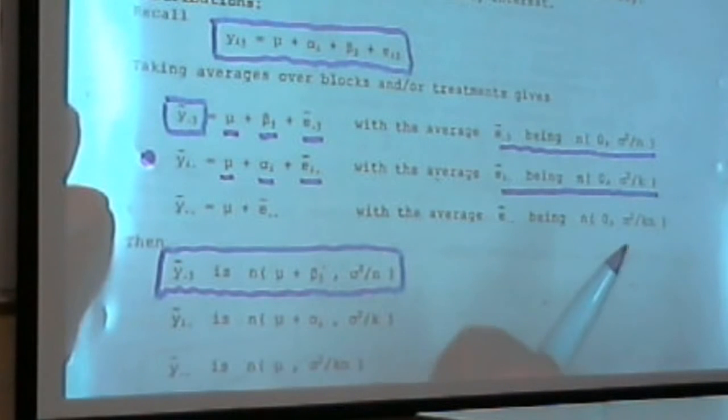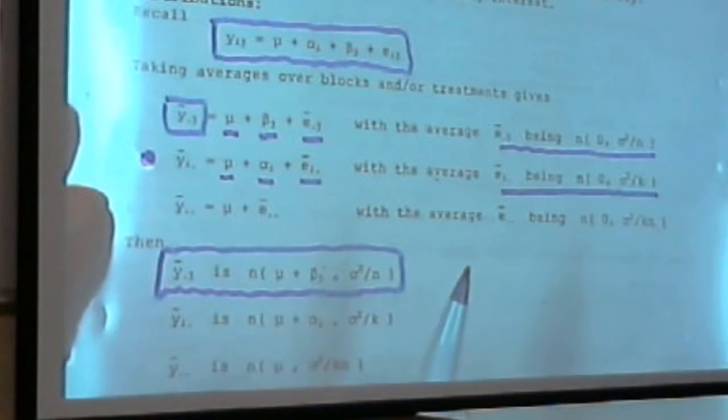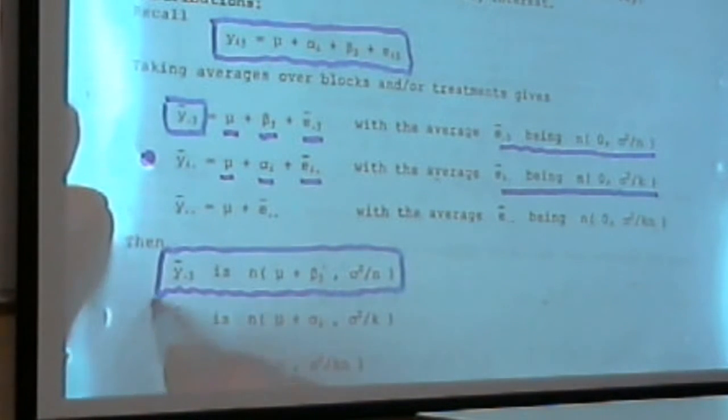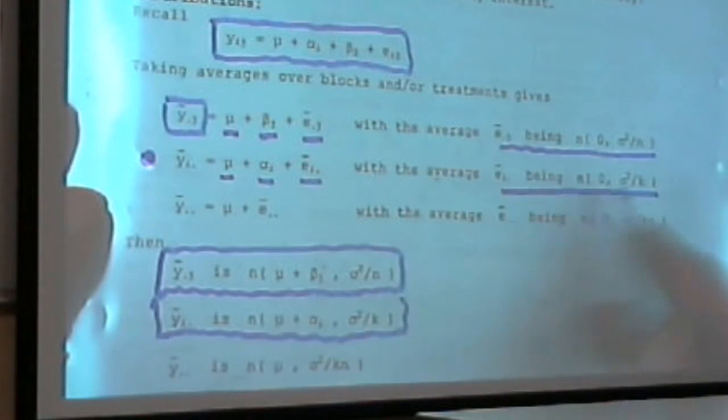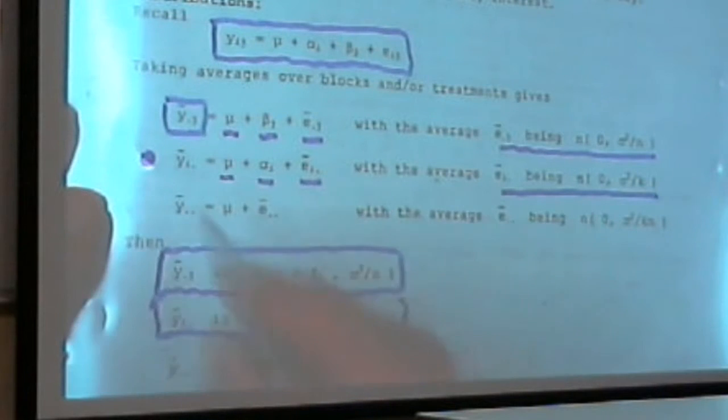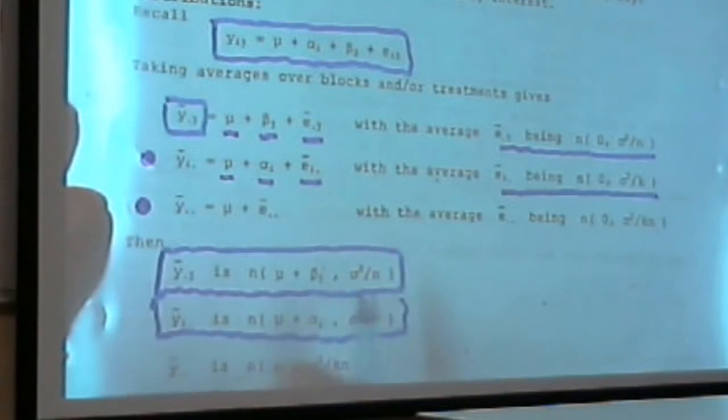Not n. So notice I get a k coming out there. And then I summarize that in this second line here by saying y bar i dot is normally distributed. The mean is the constant, and the variance is from the variance of the E bar that we saw above. And the last thing to do is the y bar double dot.